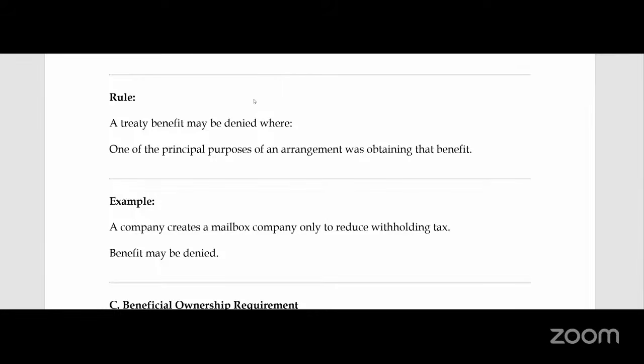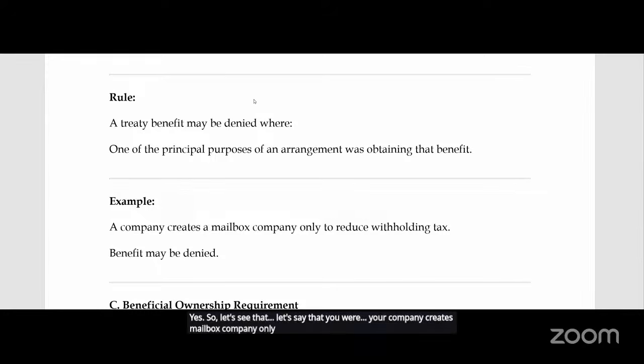You get the idea? Yes. So let's say that your company creates a mailbox company only to reduce withholding tax. The benefit will be denied. When we say mailbox company, are you getting it? You have created a shell corporation or a conduit entity just because you want to reduce withholding tax, like the Canada thing we saw. If the authority sees this, if it's domestic law, we can trigger Section 99. Are you getting it?